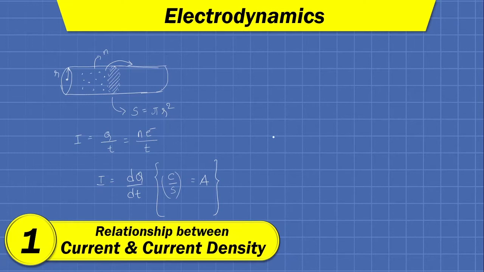So the flow of charge per unit time, that is the rate of flow of charge at a specified point or across a specified surface, here we have understood the concept by taking a specified surface, is called an electric current.